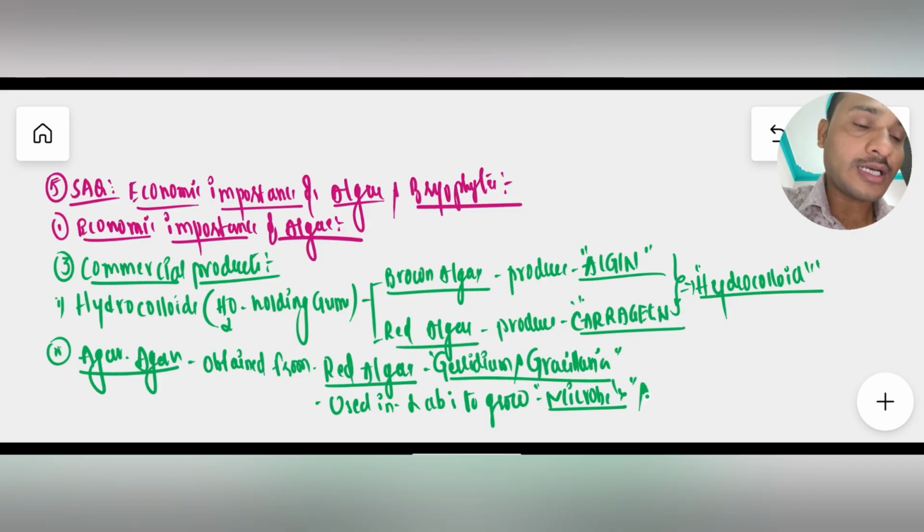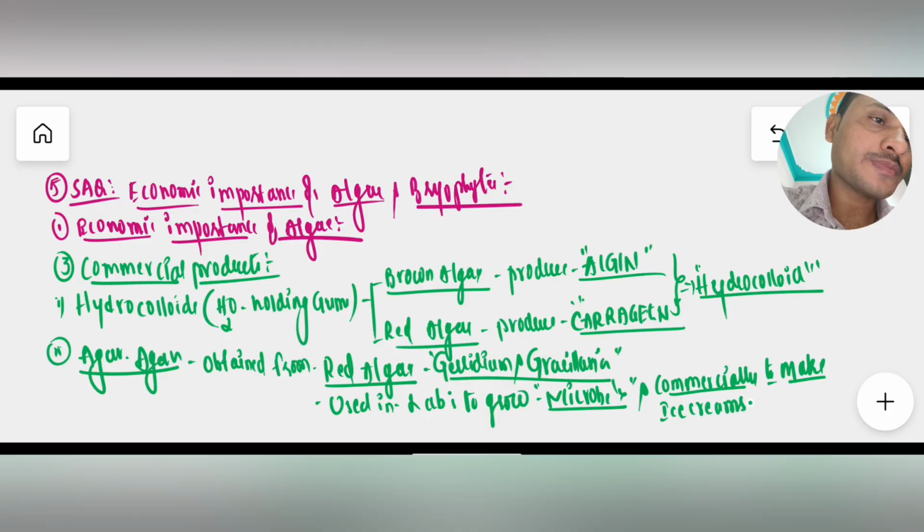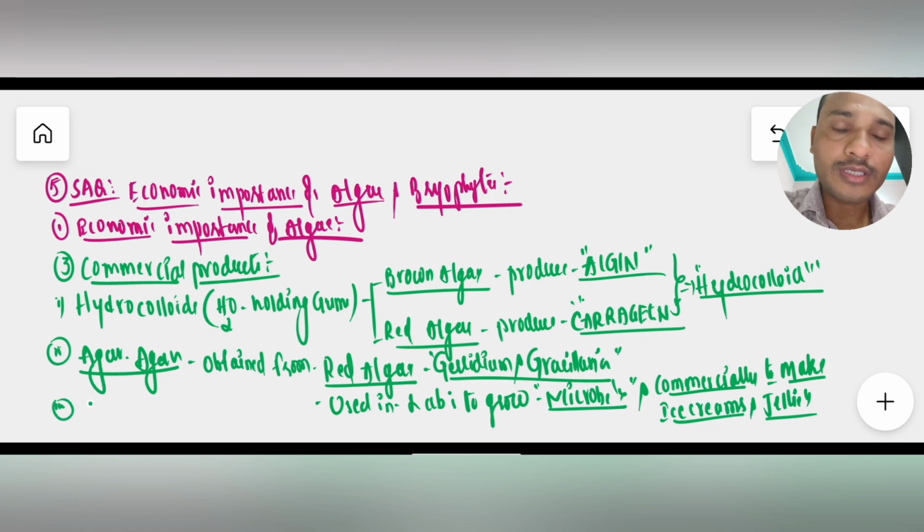Agar is also used commercially, to make ice creams and jellies. Okay, remember. And the importance of the next product is iodine.